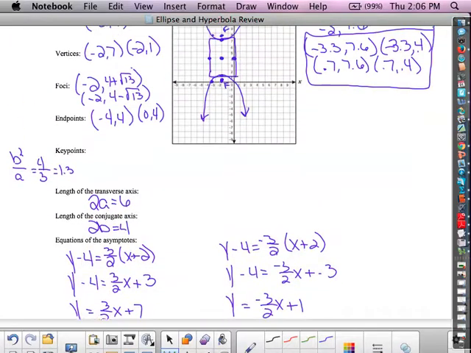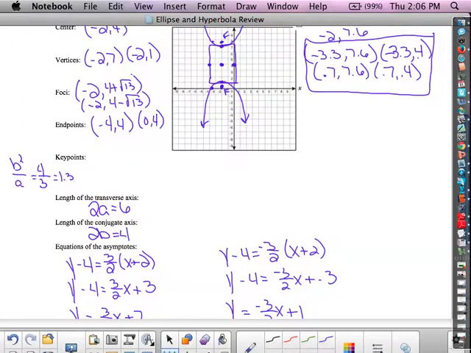So when you go up to the graph and you put in the asymptote, you can see the first one has a y-intercept of 7. And the second one has a y-intercept of 1.